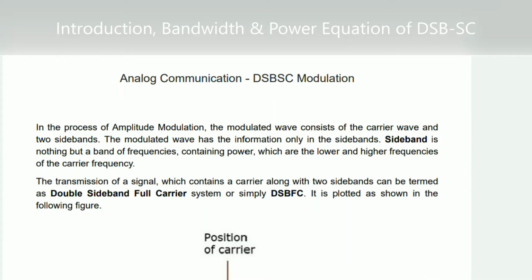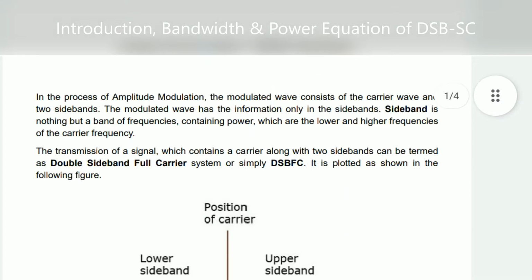Let us see the definition first. If the carrier component of the amplitude modulation is suppressed and only the two sidebands are transmitted, this modulation is known as double sideband suppressed carrier.